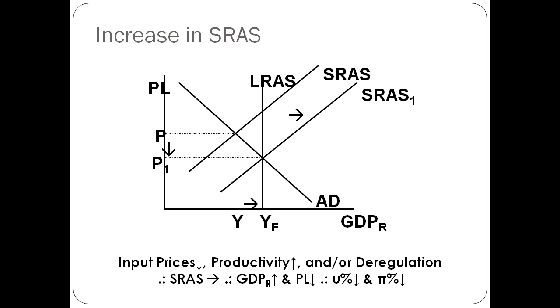So if you implemented some sort of policy that pushed down input prices, pushed up productivity, lessened regulation, lessened taxes, that's going to imply that the short aggregate supply curve is going to shift to the right. And you can see after that curve shifts to the right, it's going to push up real GDP, it's going to push down the price level, which implies that the unemployment rate is going to fall. It moves the opposite way of real GDP. And the inflation rate is going to fall because it moves the same way as price level.